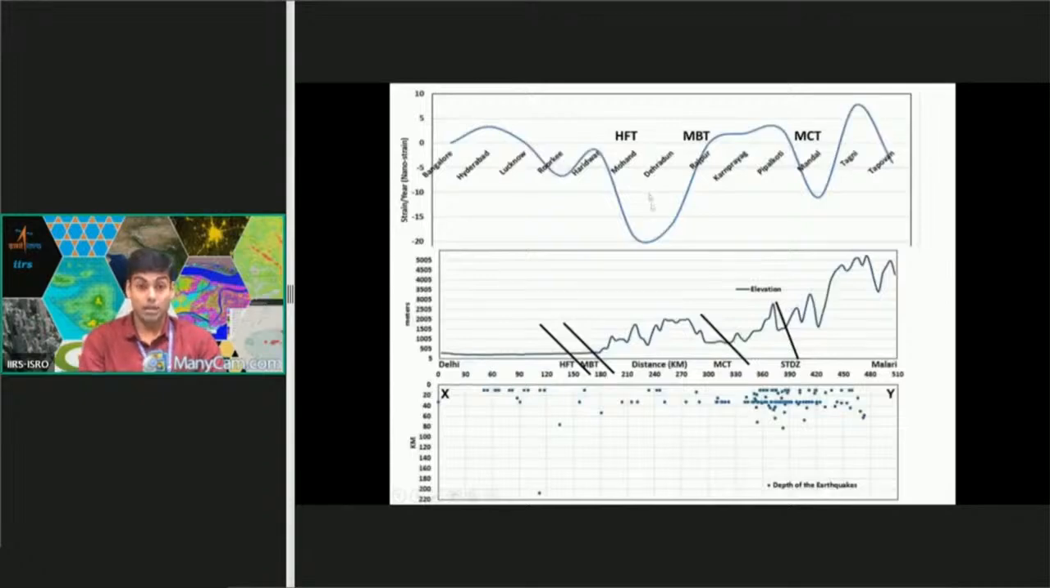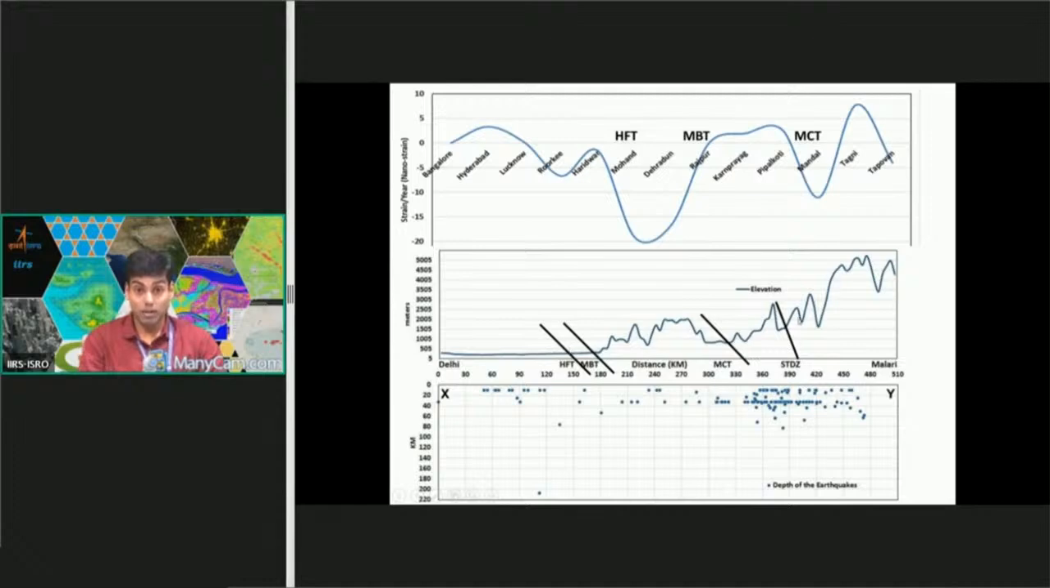And this is the linear strain. So we can see more strain is accumulating in the MBT and MCT region, but in the MCT region strain is releasing, and we can see both relationships, extension and compression. We can see both are happening in the MCT region, but in HFT and MBT only compression is taking place, while in MCT extension and compression both are taking place.